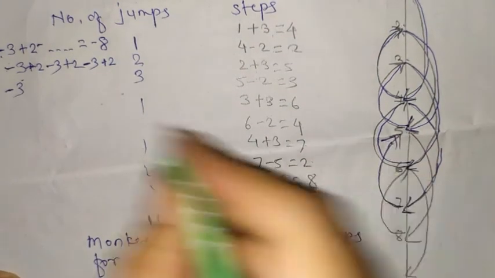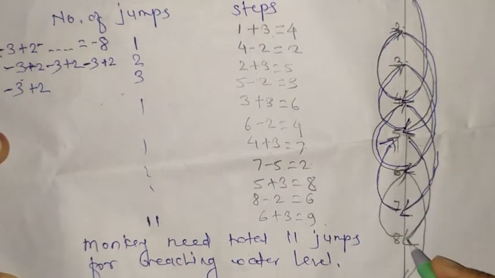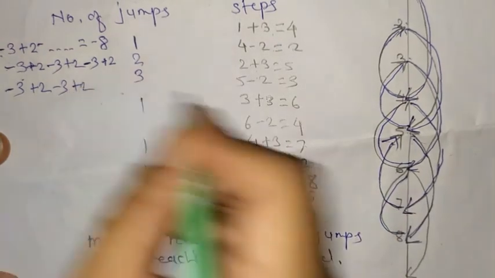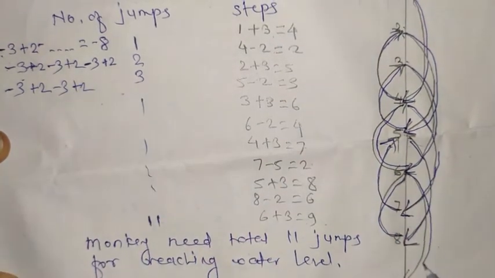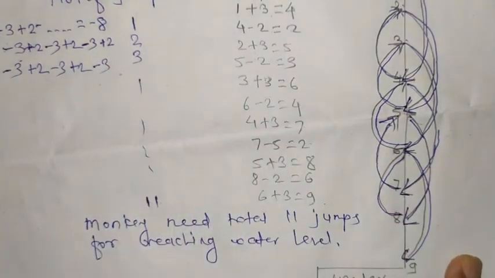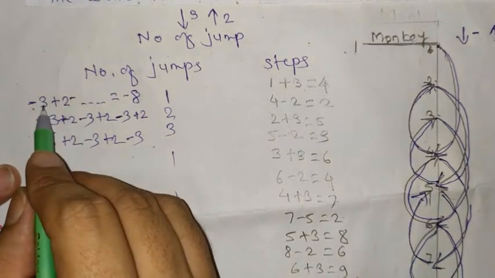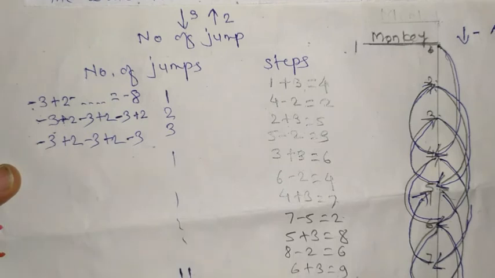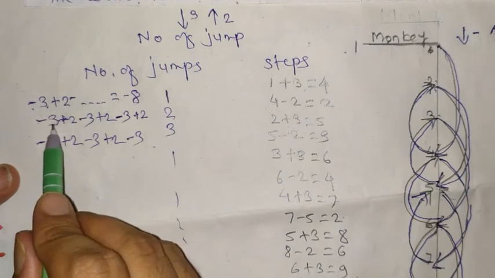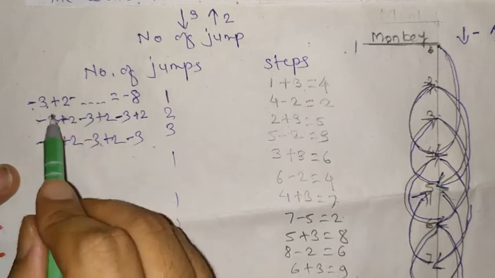Upside 2 steps means +2. Then again downside 3 steps, -3, upside 2 steps, +2. In this way, last step downside again -3. So in this way you have to note down how many steps there are for -3 and +2. -3 means downside 3 steps and +2 means upside 2 steps. So you calculate -3: 1 time, 2 times, 3 times, 4 times, 5 times and 6 times.